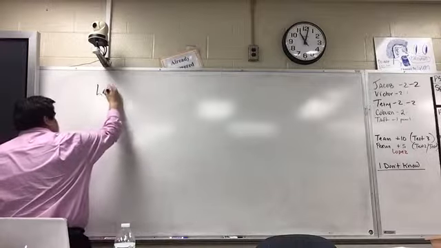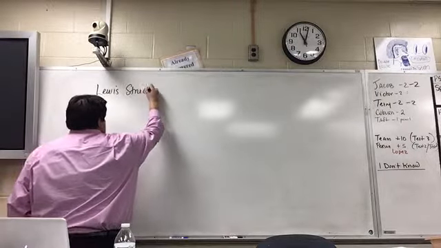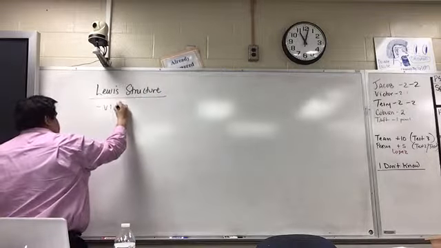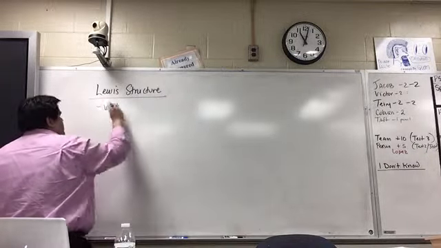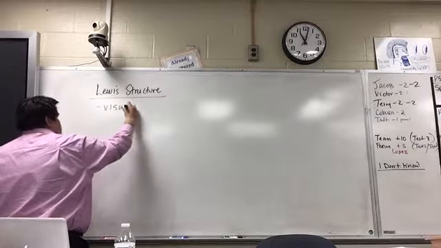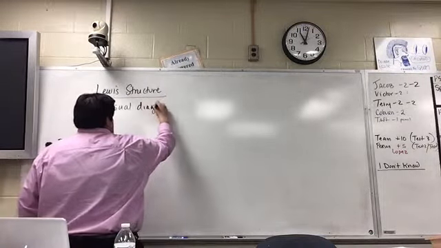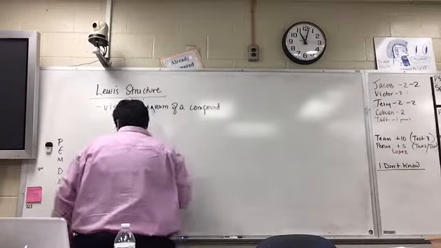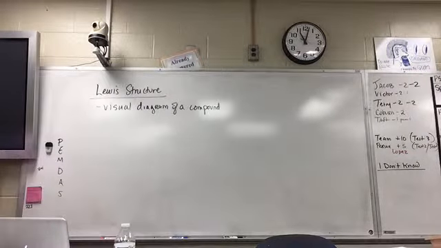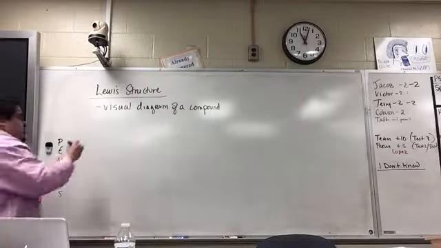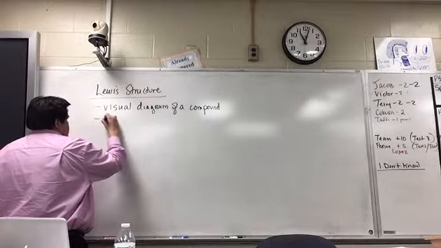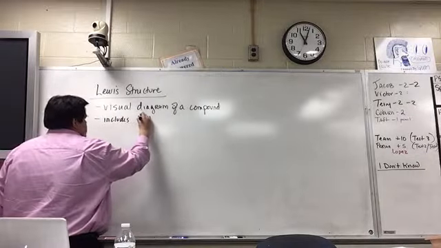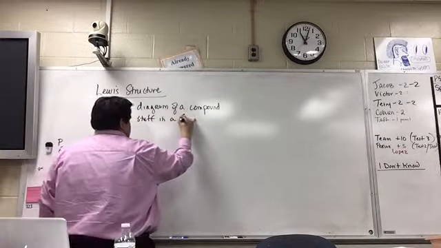And so a Lewis structure is a visual diagram of a compound. Okay? It includes the information that's in the formula. So it includes the element symbols. It includes how many elements there are. All right? So it is a visual, okay? So let's just say it includes the stuff in a formula.